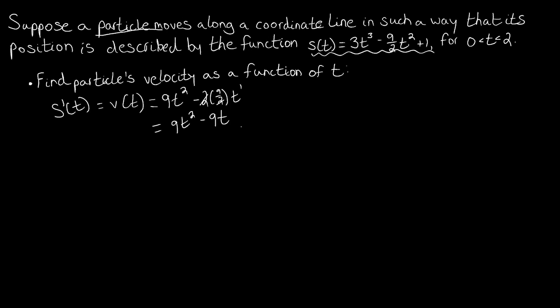And again, we're just going to reiterate that this interval that we're dealing with is all t's greater than 0, but still less than 2. So this is our derivative function. This is velocity as a function of time, which is also, as we said, the derivative of the position function. So we've taken care of the first question.